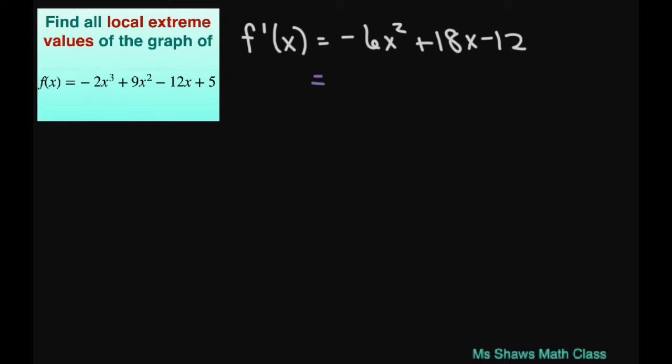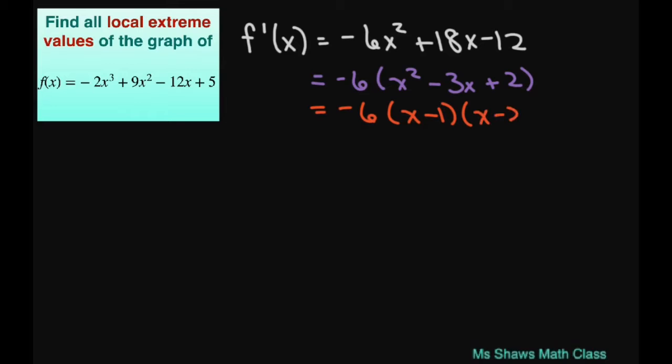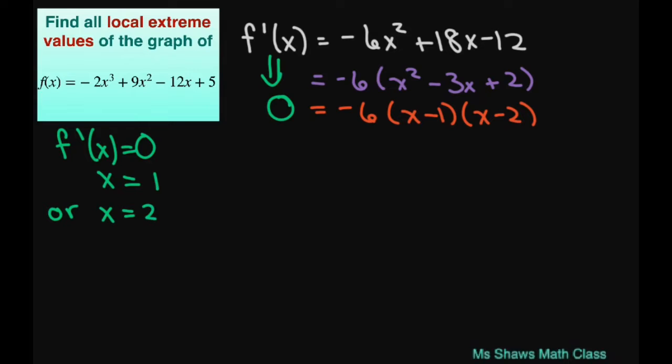So let's factor out a negative 6. That's going to be x squared minus 3x plus 2. And if we can factor this, we'll get negative 6 times, let's see, x minus 1 times x minus 2. Now for the horizontal tangents, our f prime of x must equal 0 here. So if f prime of x equals 0, then our x equals 1 or our x equals 2. So this is where the local min and max are going to happen for the local extreme values.